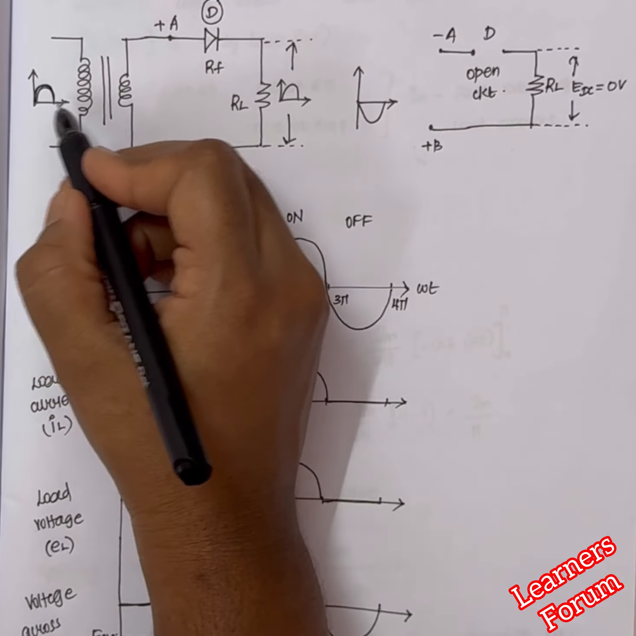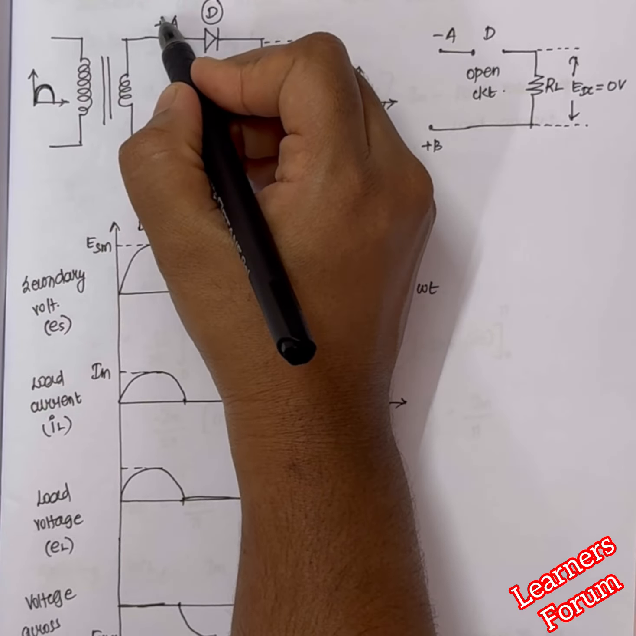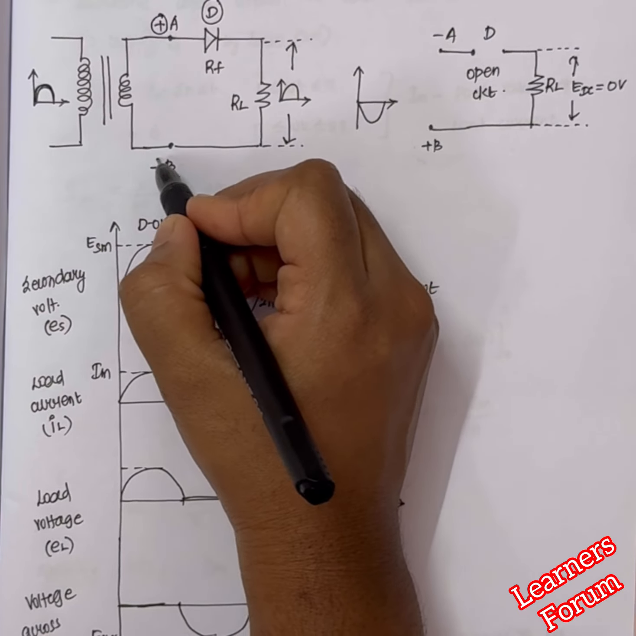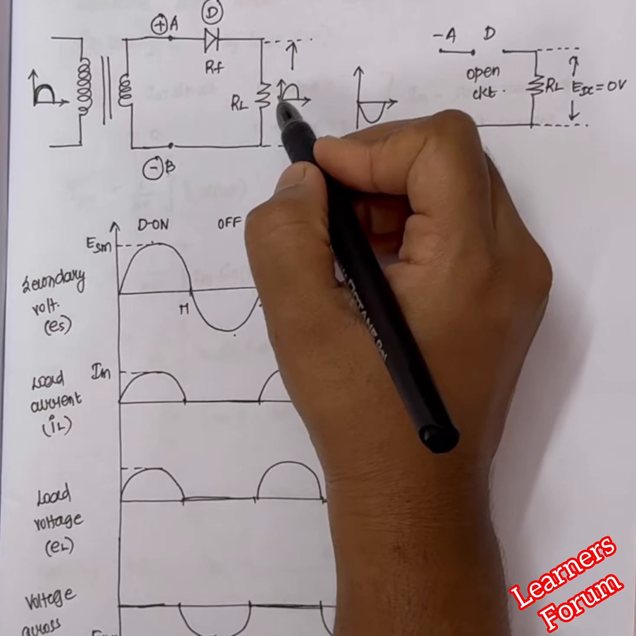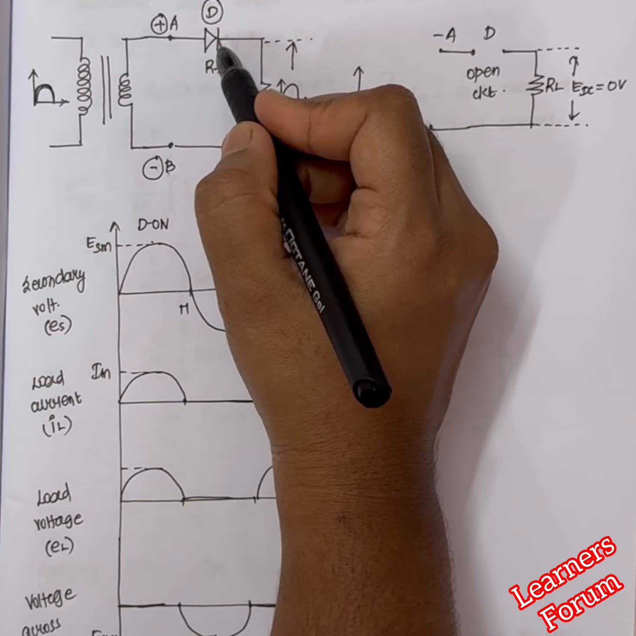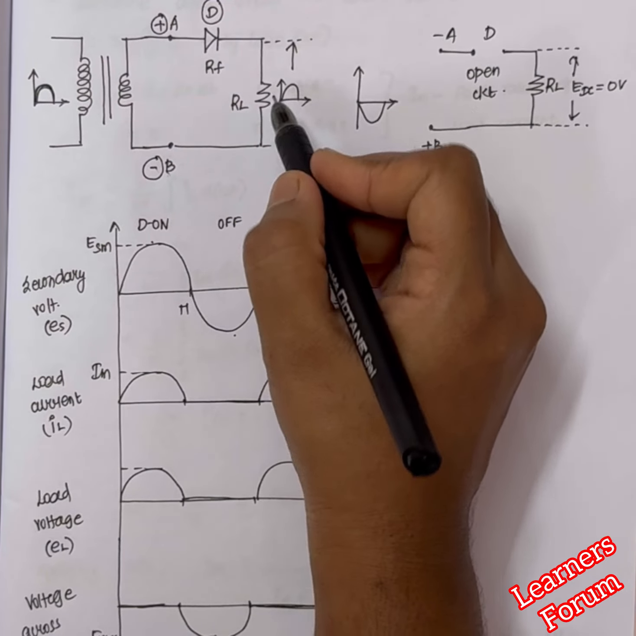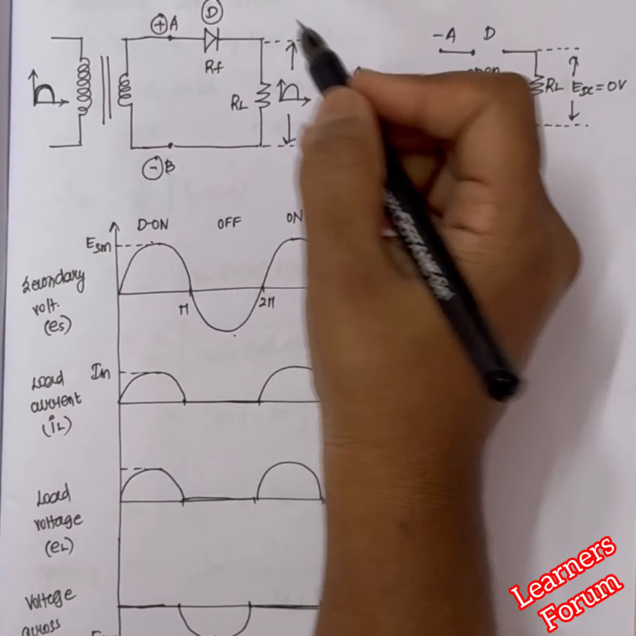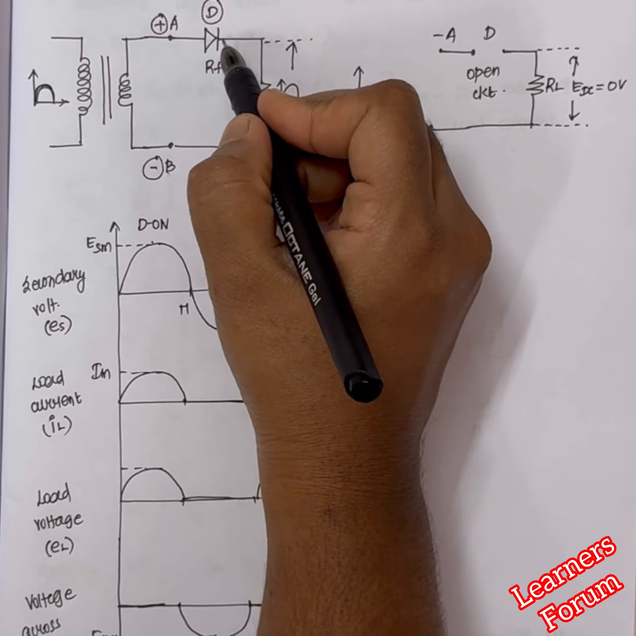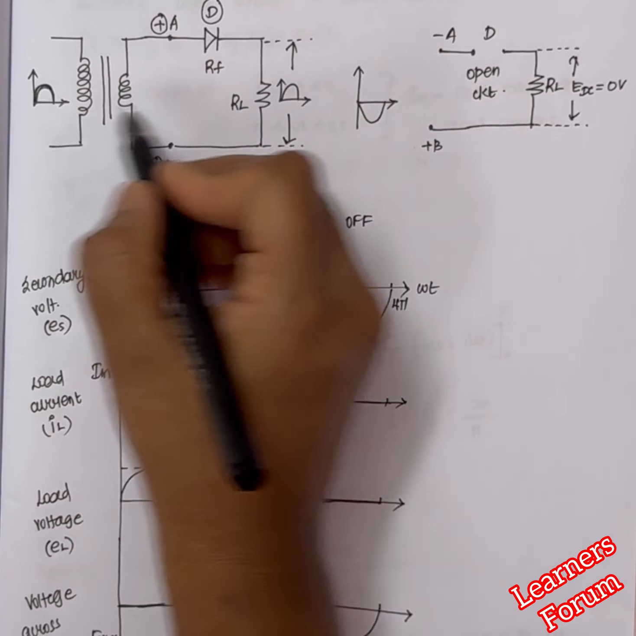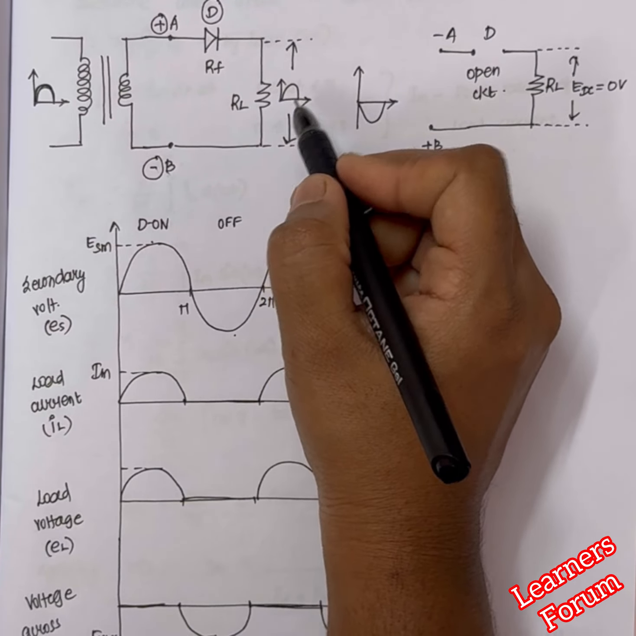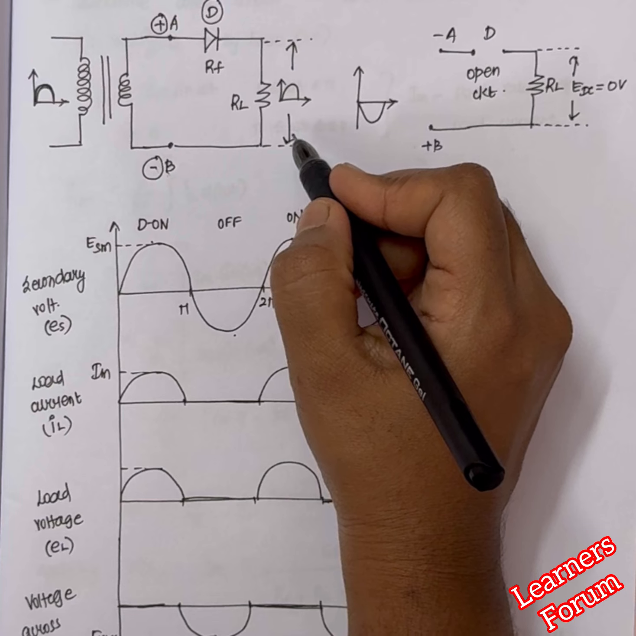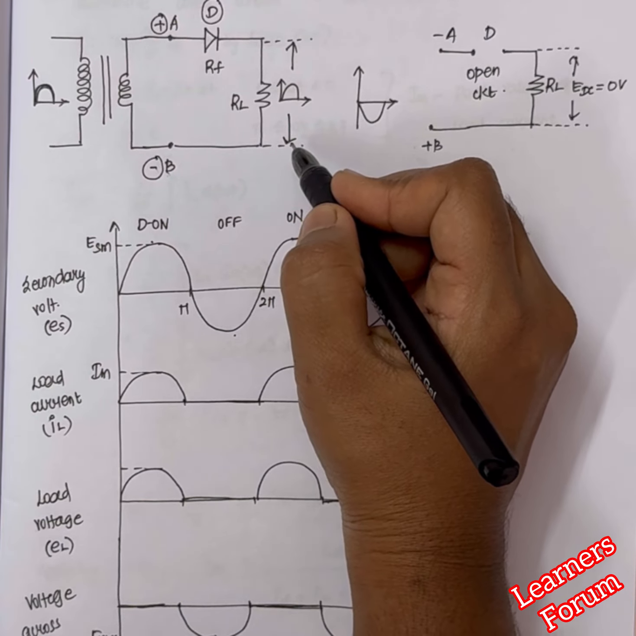So whenever we have a positive cycle, the terminal A will be positive and the terminal B will be negative, and it is applied across the rectifying element diode, and then we have a load resistor which is connected in series. So under this condition, the diode will be in forward bias condition, and we will get the same kind of positive half cycle in the load resistance. That is, we will have the equivalent DC value.